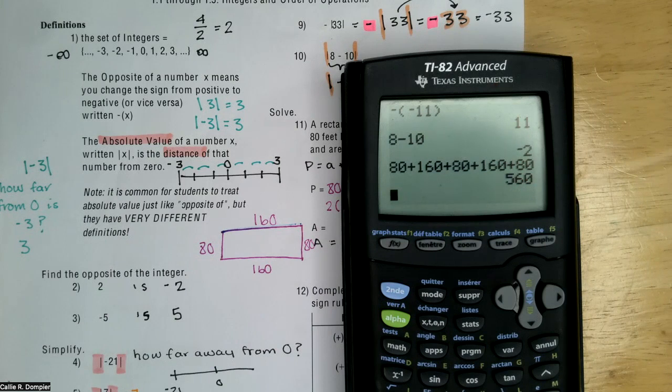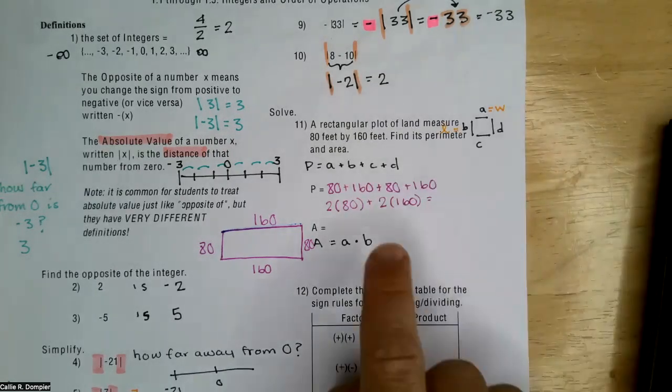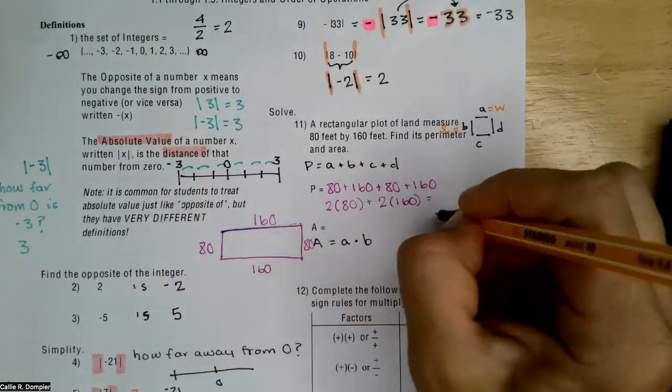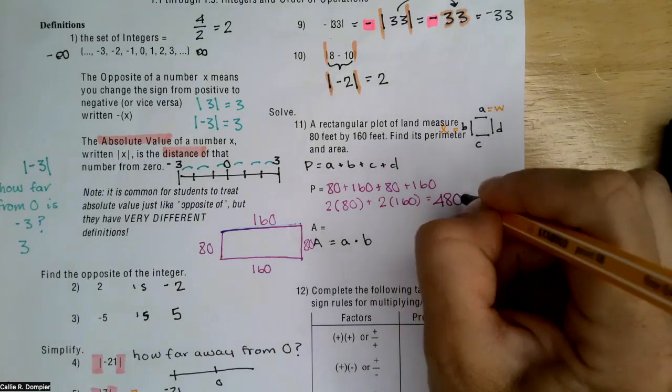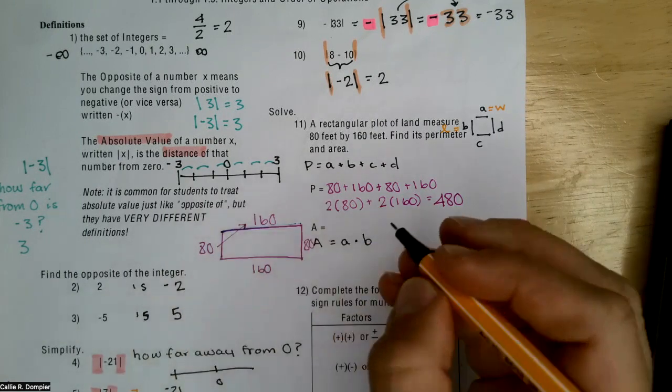80, 160, 80, 160. I did one extra 80. So I'm gonna do that. 80, not minus. 480. Okay. Or 2 times 80 plus 2 times 160 is also 480. Okay. So that's how you do perimeter. Area is you're just going to multiply 80 times 160.